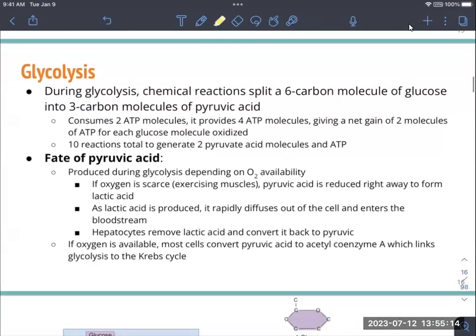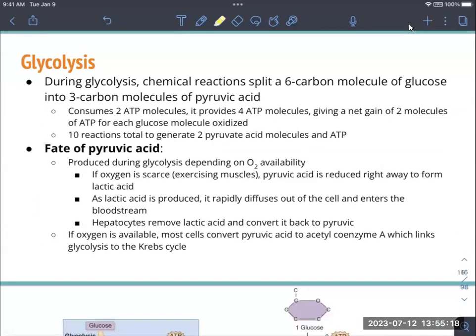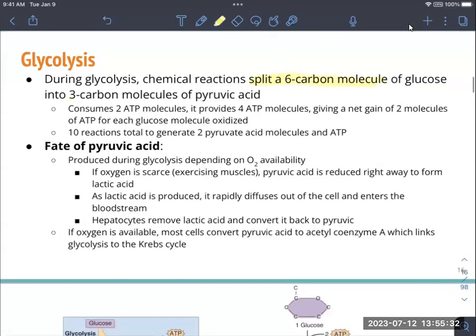So let's go through these different reactions here. We start with glycolysis. Glycolysis takes that glucose molecule, and we are going to split this 6-carbon molecule into 2 3-carbon molecules, which gives us that pyruvic acid. It takes 2 ATP molecules to split that 1 glucose molecule, but it provides 4 ATP. This is how we net 2 ATP, because we get 4, but we use 2. So after we subtract out what we use, we end up with 2 ATP molecules at the end.